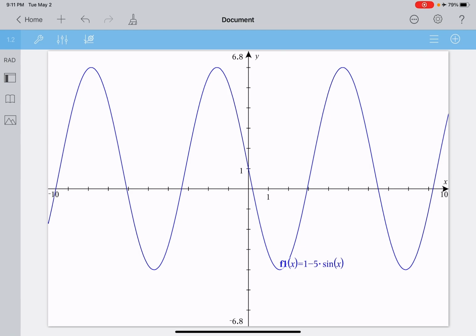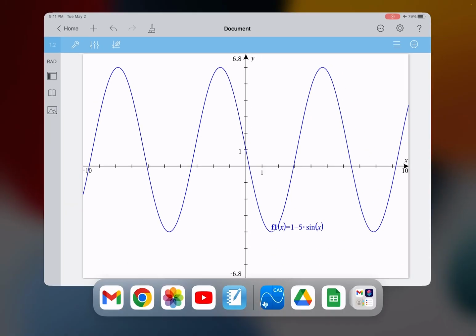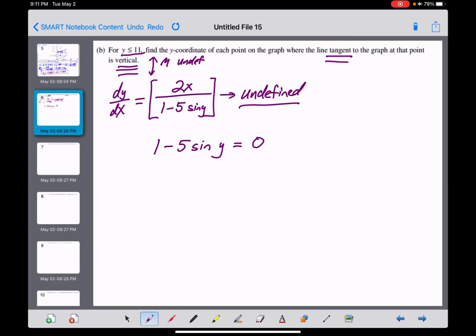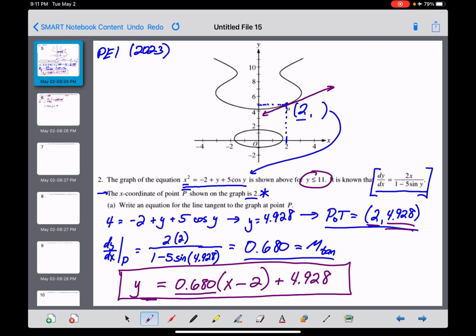Now what I'm going to do is change my viewing window. If you go back to this problem, we only wanted to know y values here, everybody, that were less than or equal to 11. And let's go back to the graph itself. It doesn't look like this thing exists anywhere below y equals -1. So we're really just looking at a range right here from -1 less than or equal to y, which is less than or equal to 11.